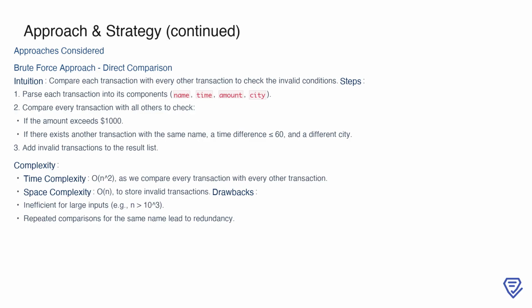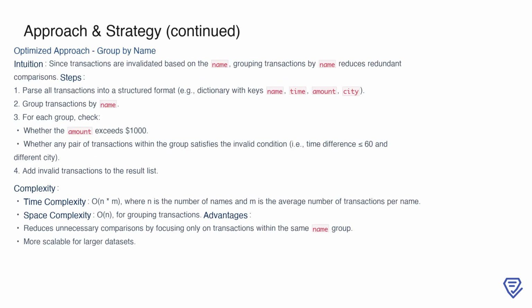Due to these drawbacks, this method is not practical for large datasets. To address the inefficiencies of the brute force approach, we can optimize the solution by grouping transactions by their name. Since the invalidation criteria depend on transactions with the same name, this grouping reduces unnecessary comparisons. After parsing the transactions, we organize them into groups based on their name.